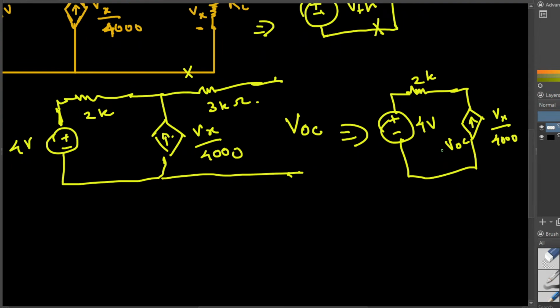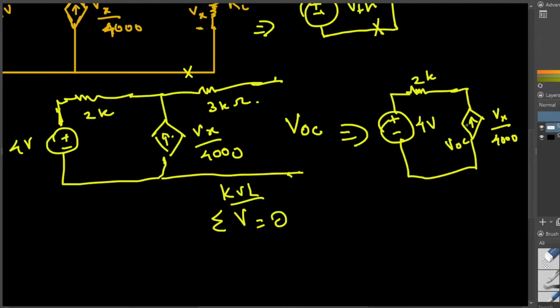Okay, now let's see. Here we have 4 voltage, 2K ohm resistance. How can I find this voltage? What's the process? Seems like I can apply KVL right here, because we know this voltage and the current going through this is Vx divided by 4000. We know the current also, so we can find out the VOC. So to find out the VOC, let's apply KVL. KVL says that the summation of all the voltages in a loop is equal to 0.